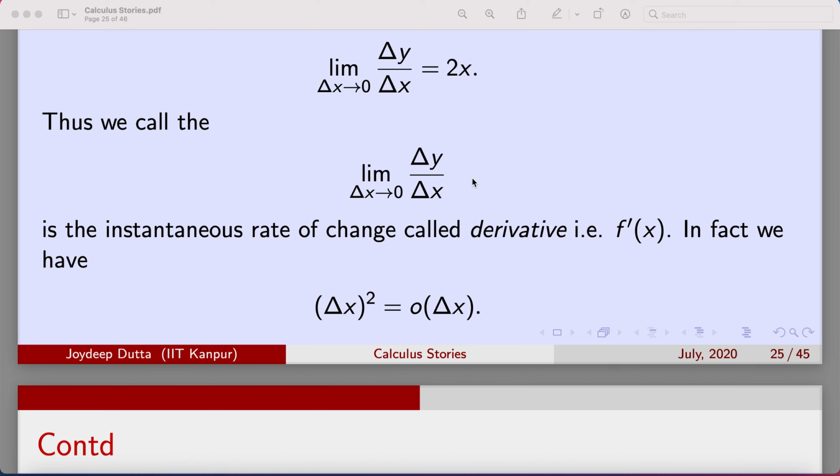It is not called the change of the function at x. At x, there is no change of function. At x, the value is f(x). There is no change of function. It's called the rate of change. This word rate makes all the difference, and that is what you really have to keep in mind.